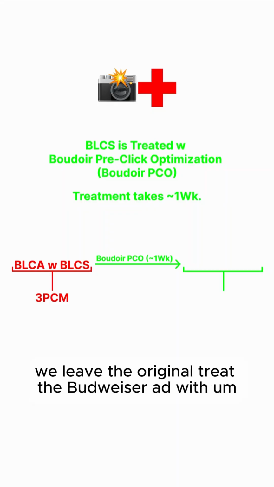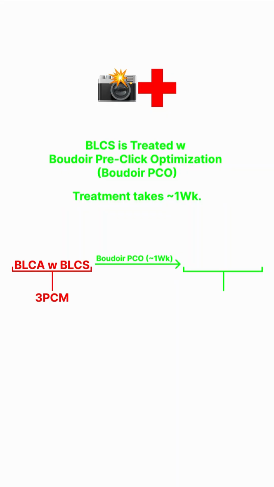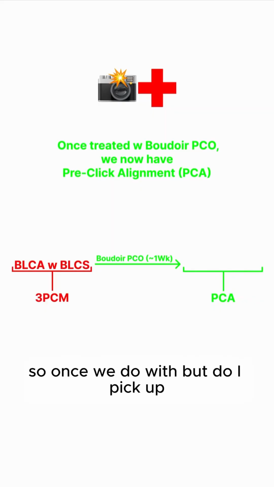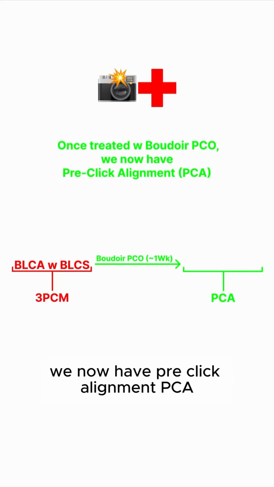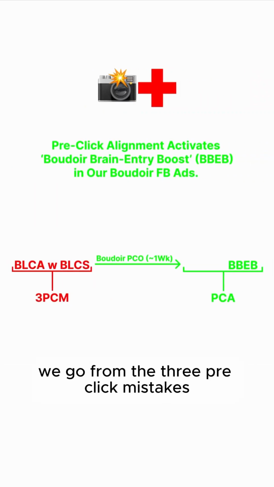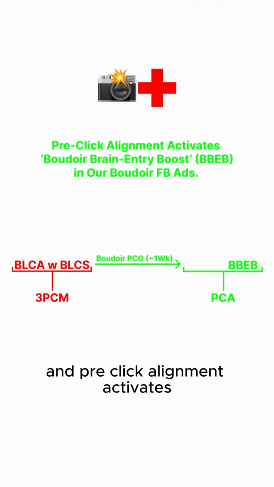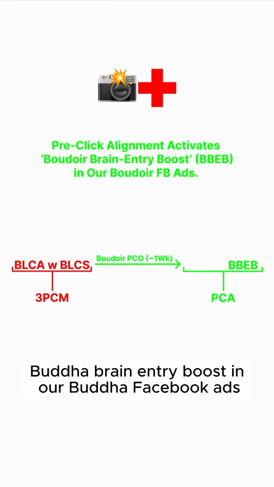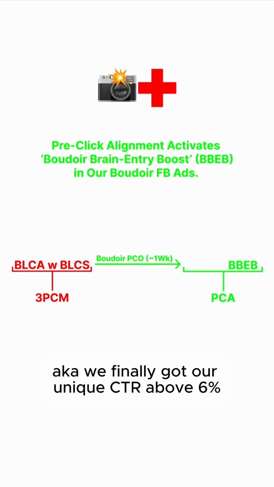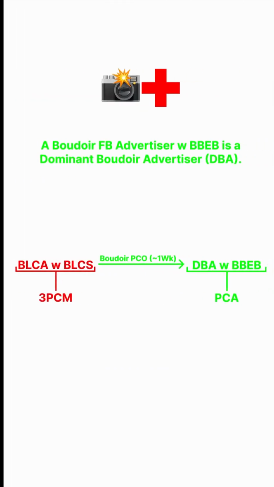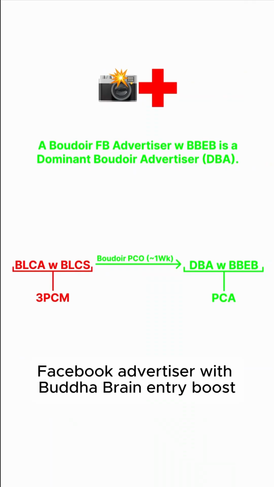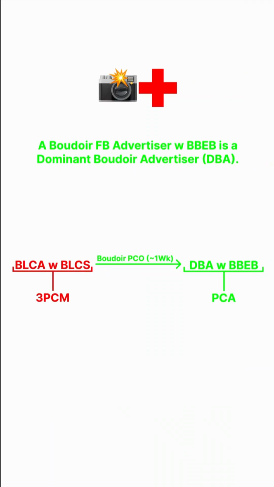We leave the original. Treat the duplicate with Boudoir Pico and fix all these 3 pre-click mistakes. So once treated with Boudoir Pico, we now have pre-click alignment, PCA. So we go from the 3 pre-click mistakes to pre-click alignment. And pre-click alignment activates Boudoir brain entry boost in our Boudoir Facebook ads, aka we finally got a unique CTR above 6%. And a Boudoir Facebook advertiser with Boudoir brain entry boost is a dominant Boudoir advertiser, a DBA.